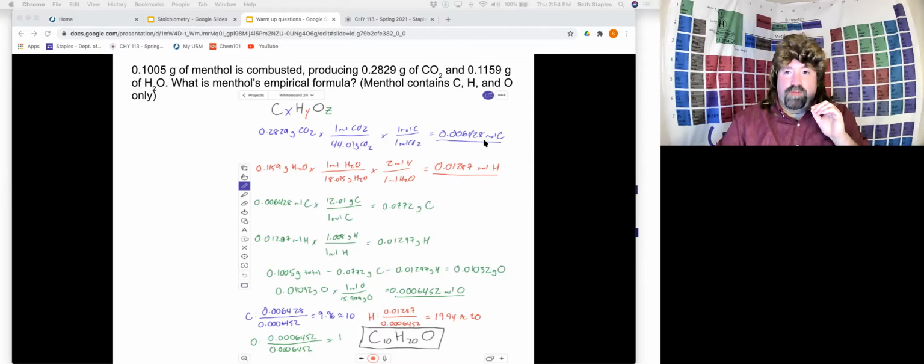We divide our moles of carbon by that number, and we get pretty much 10; it's 9.96. We do the same for hydrogen, our 0.01287 divided by 0.0006452, and we get basically 20; that was 19.94. Then this number divided by itself for oxygen is 1. That 10 was our subscript for carbon, C10. The 20 was our subscript for hydrogen, H20, and the 1 our subscript for O. And so our empirical formula for menthol is C10H20O.